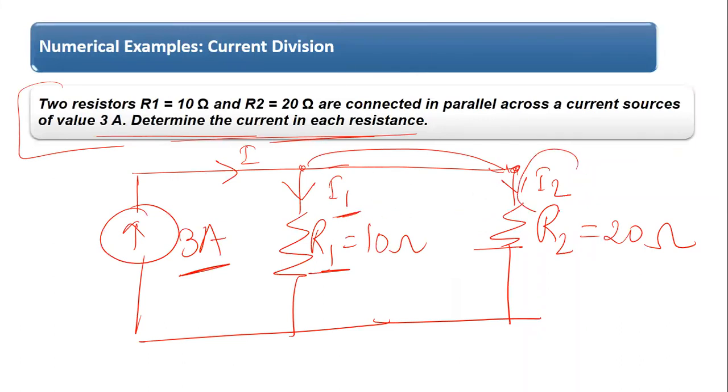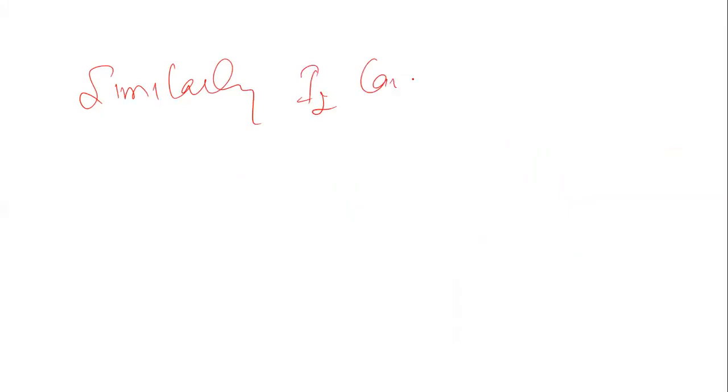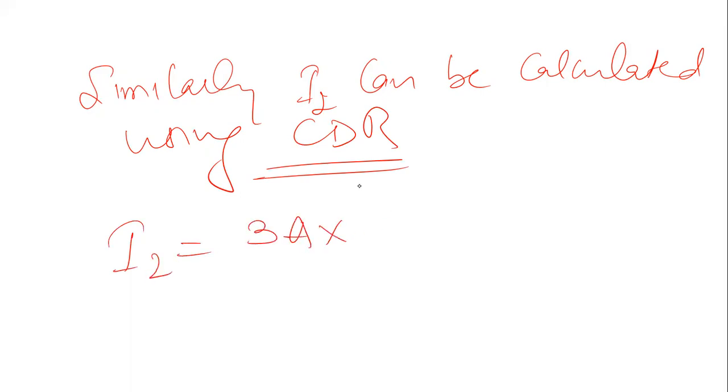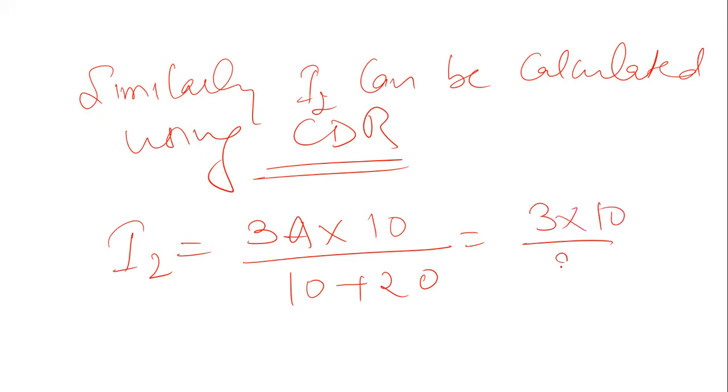Now how will you find out I2? Similarly, I2 can be calculated using CDR. I2 is the main current, that is 3 ampere, into the resistance of the branch which is opposite to that of I2, and that branch here is 10 ohm, divided by the sum of all the parallel resistances, 10 plus 20. So it is 3 into 10 divided by 30. So it is 1 ampere. So I1 is equal to 2 ampere and I2 is equal to 1 ampere.